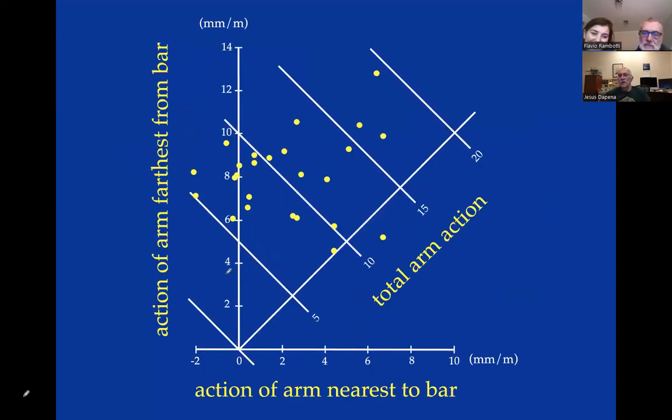Okay, so we have another graphic here. In this graphic, every dot is one jump by one high jumper in some American national championship. I don't remember which one, but these are just a bunch of pretty good high jumpers. Here in the horizontal, we're going to express the action of the arm that is closest to the bar.